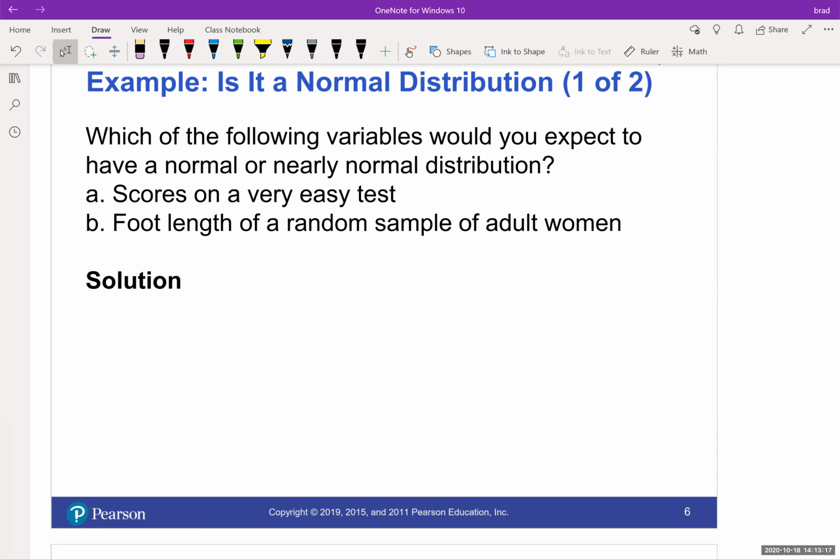So scores on a very easy test. Wouldn't you think that it's going to be, I don't know the exact look of it, but if we were going to do it in scores, let's say this was 100%, this was 50%, and this was 0%. No, you know what? I want to do it a different way. Let's explain it. So on part A, scores on a very easy test.